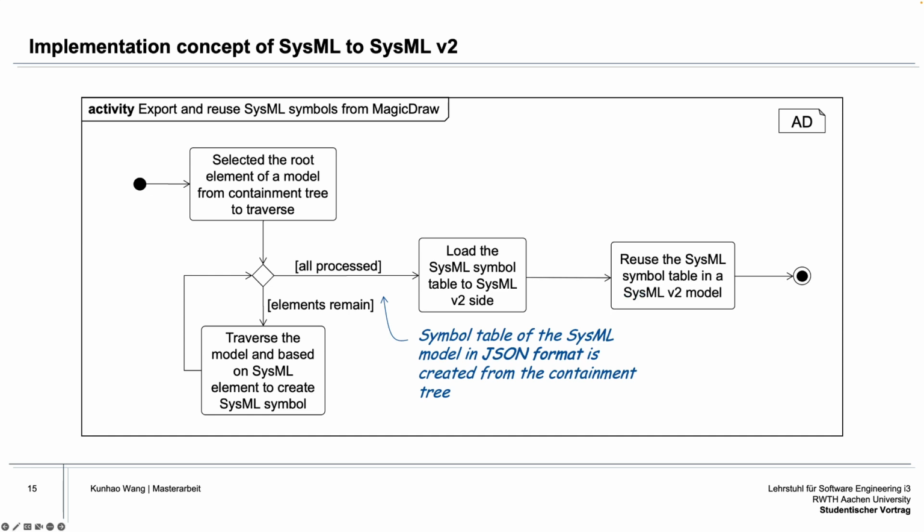In the following, we can load the SysML symbol table to the SysML v2 side. We can then map the SysML symbols from the symbol table to SysML v2 symbols according to the mapping table, and reuse them in a SysML v2 model. In this direction, we design a multi-core grammar for the SysML symbols and implement a MagicDraw plugin integrated with this grammar to create the SysML symbols and export the symbol table of the SysML model.